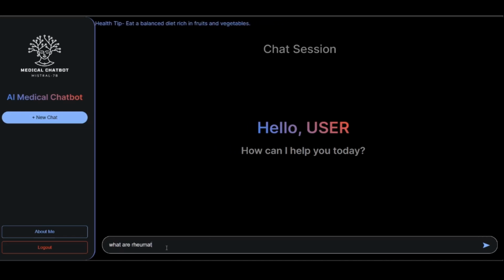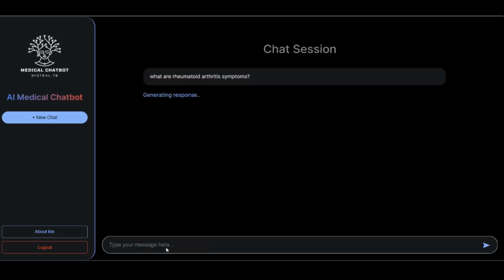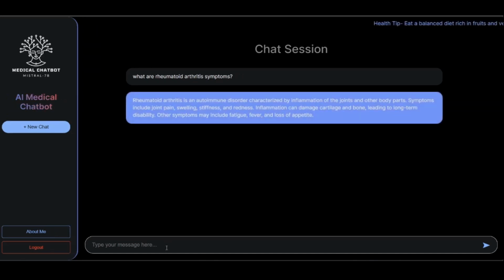what are rheumatoid arthritis symptoms? So it takes around 15 to 20 seconds to generate a response based on the length of the answer. And here we have the answer for the first question, which is on rheumatoid arthritis.